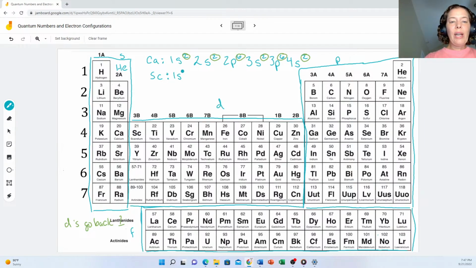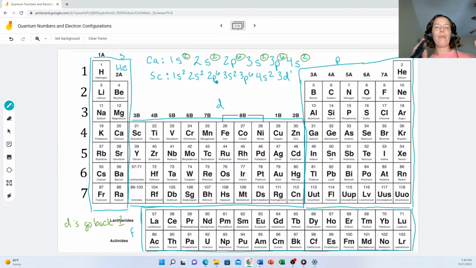So that's going to be 1s2, 2s2, 2p6, 3s2, 3p6, 4s2. Again, that is calcium right there. And then D's go back 1. So this is 3D. How many electrons? Well, there's just 1 space there for scandium. So that is 3d1. Again, if you were to add all of this up, you're going to get 21 electrons. We already counted up these as calcium. That's 20. So you now have 21 electrons.